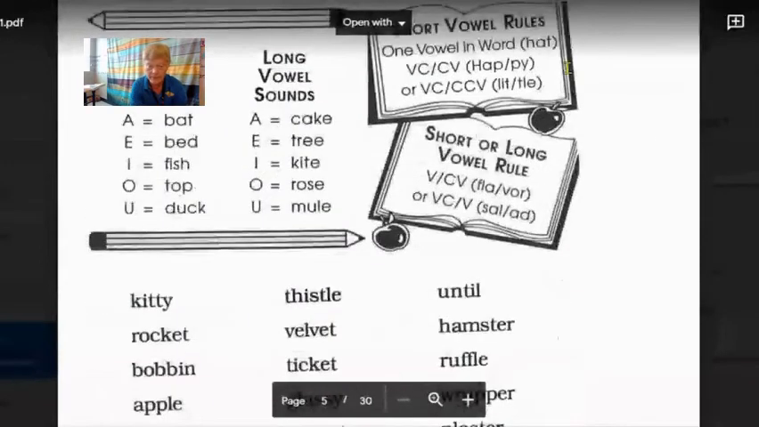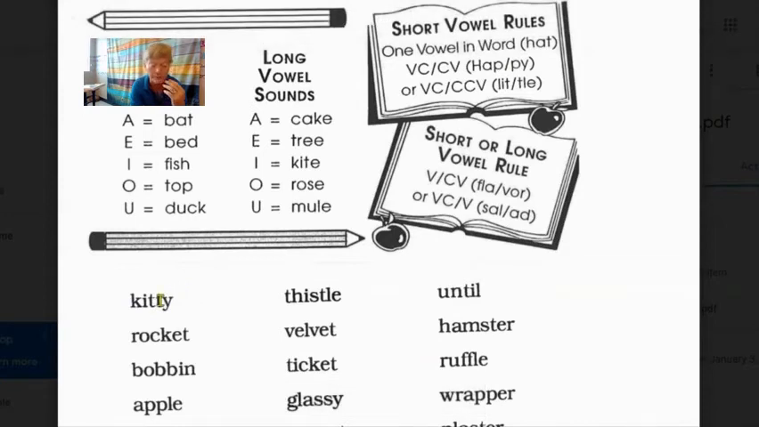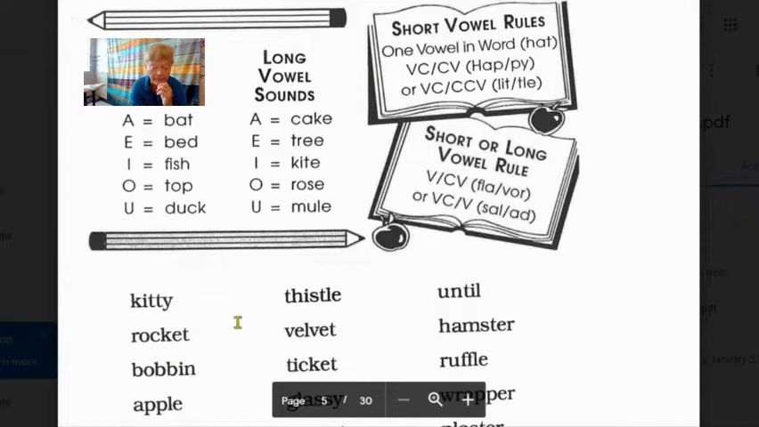So the next rule is a syllable dividing strategy, and it's vowel, consonant, consonant, vowel. That means if you have 2 or more consonants in between 2 vowels, 2 things happen. One is that first vowel is going to be short, and you're going to divide the word after that first consonant. So if we look at the words on this list, yep, we're going to divide it there. Kids learn to look at words 1 syllable at a time. Kitty, rocket, bobbin, thistle, velvet.